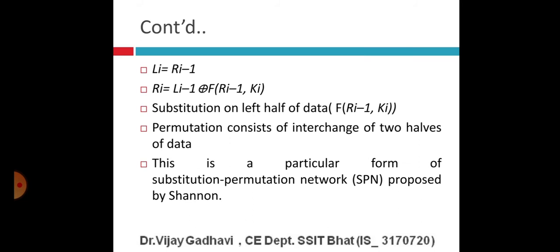Substitution on the left half of the data. Here we can also see the equations. The permutation consists of interchange of the two halves of data. This is a particular form of substitution. The substitution-permutation network is defined as SPN, proposed by Shannon.